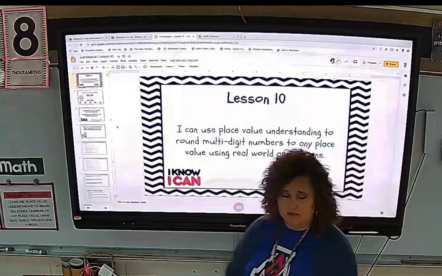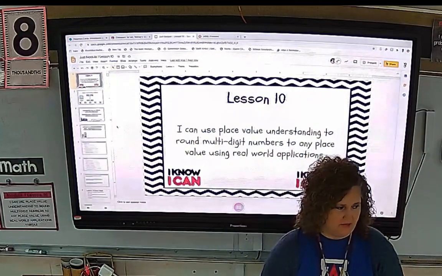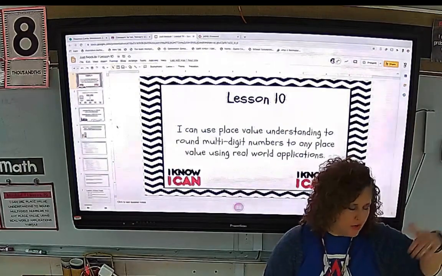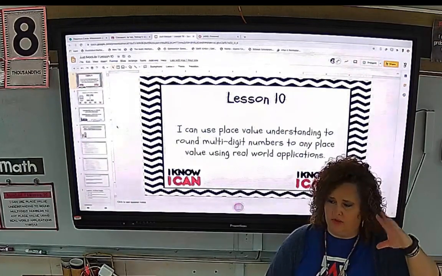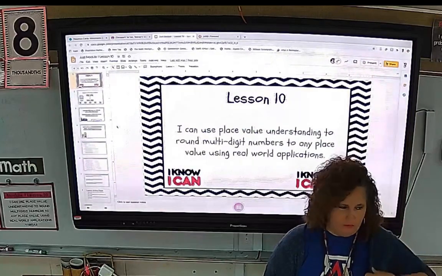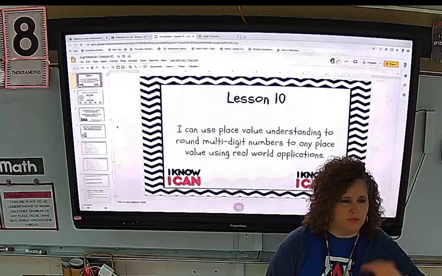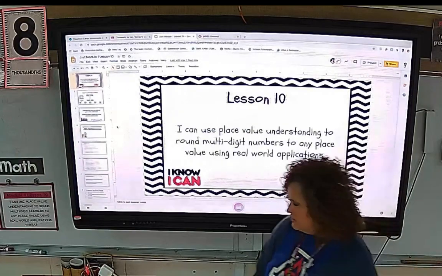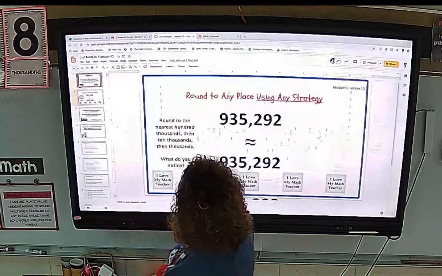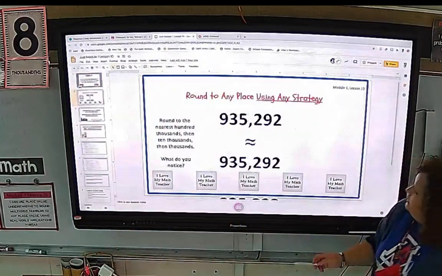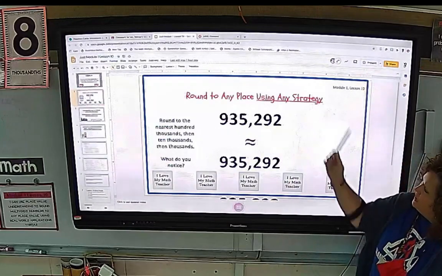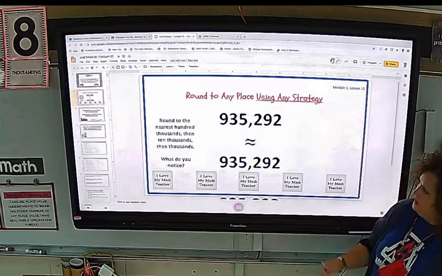We're also going to get just more practice today for rounding. I have really seen you grow through the last few days with this, and you've gotten better and better and better slowly. So a couple more days of practice, we're going to be even better. So let's jump right here first. Round to any place using any strategy. Now that's kind of the topic here.